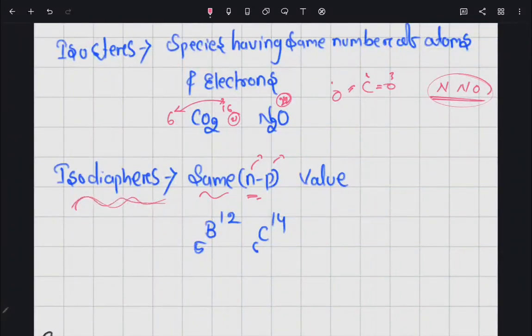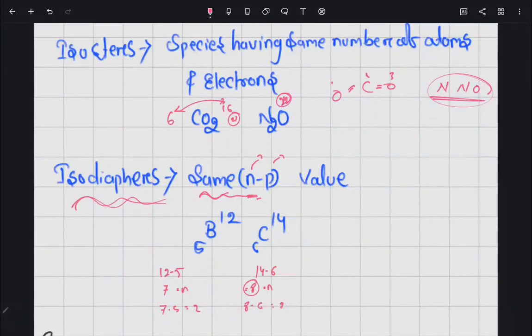Next, isodiaphers. Isodiaphers means they have the same value of n minus p. Sir, what do you mean by the same n minus p value? See, here the atomic number of boron is 5 and mass number is 12, the atomic number of carbon is 6 and mass number is 14. So children, 12 minus 5 you get 7, and 14 minus 6 you get 8. These are basically the numbers of neutrons. Let us subtract the atomic number from the neutron number, which is 7 minus 5, you get 2.